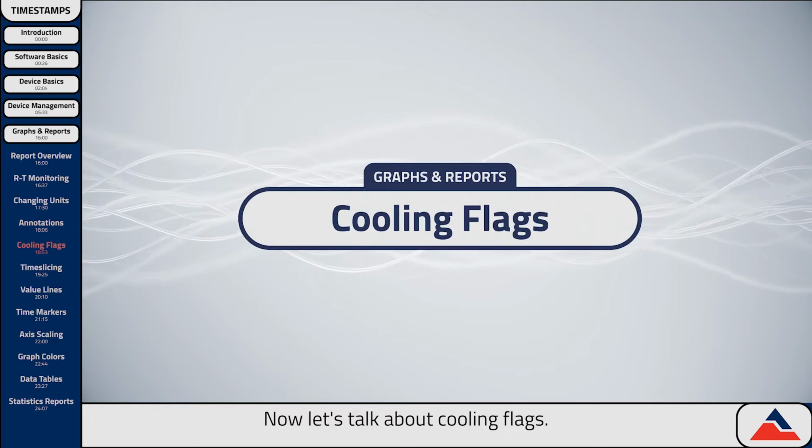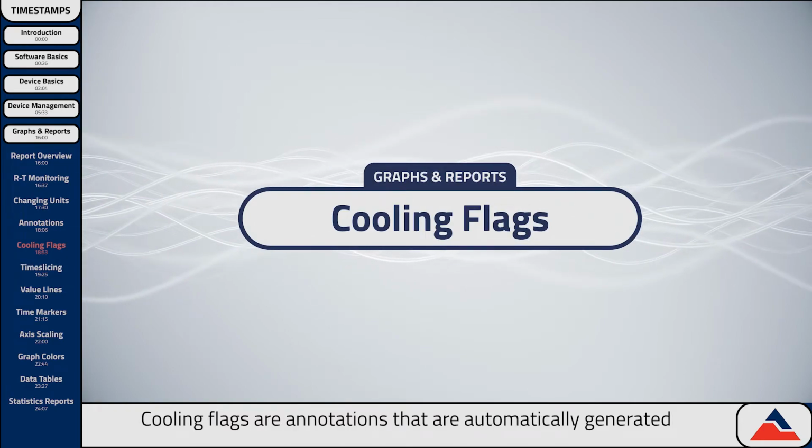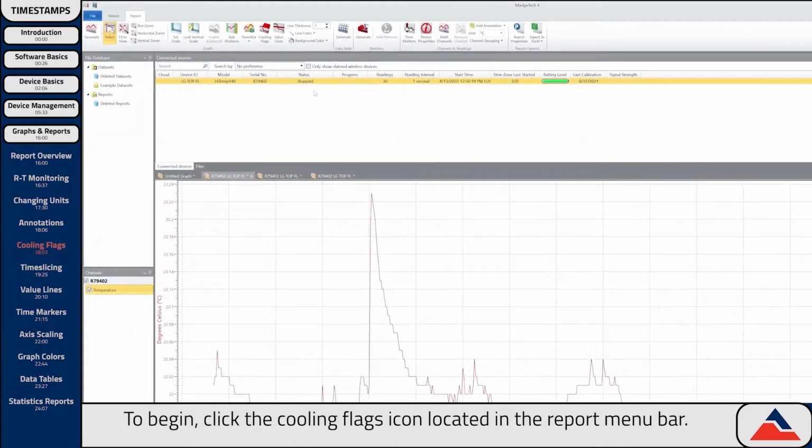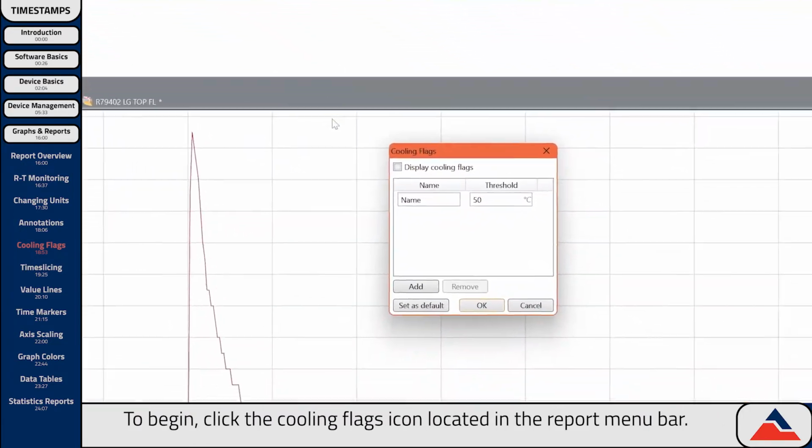Now let's talk about cooling flags. Cooling flags are annotations that are automatically generated when certain thresholds are met. To begin, click the Cooling Flags icon located in the Report menu bar.